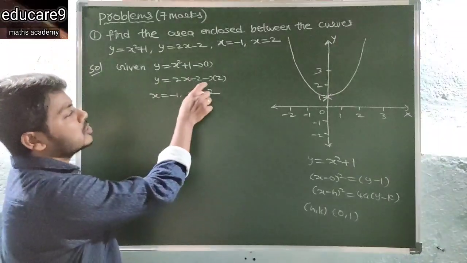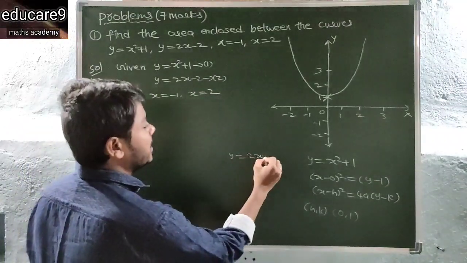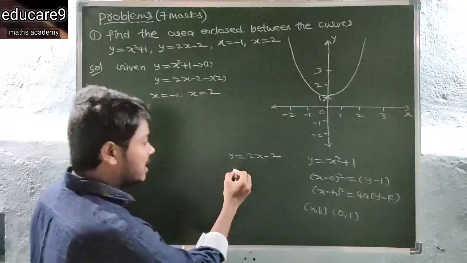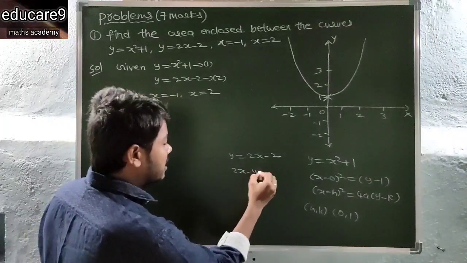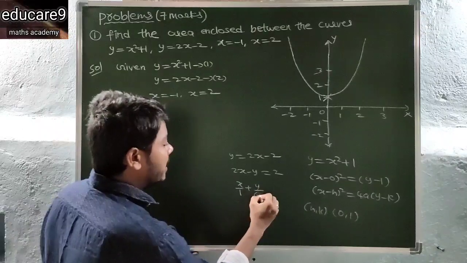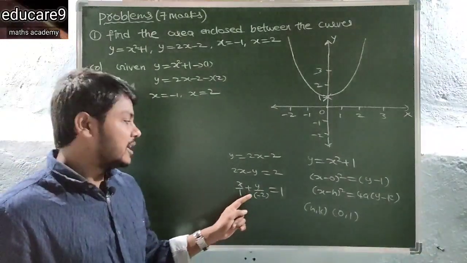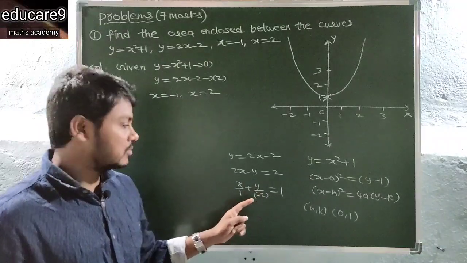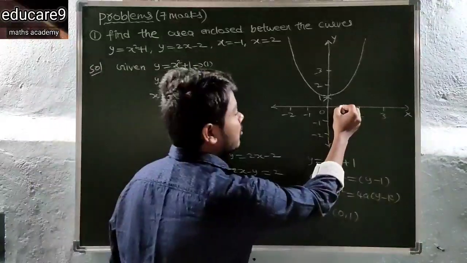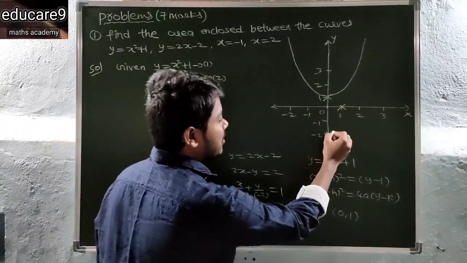Now y is equal to 2x minus 2, the second one. So from this, 2x minus y is equal to 2. So x by 1 plus y by minus 2 is equal to 1. So clearly x intercept is 1 and y intercept is minus 2. So clearly the points are 1, 0 and 0, minus 2.